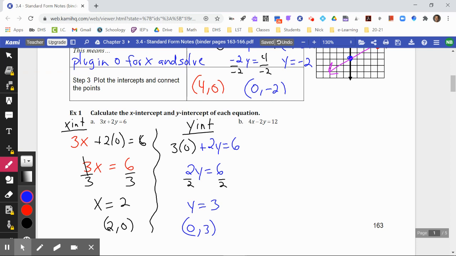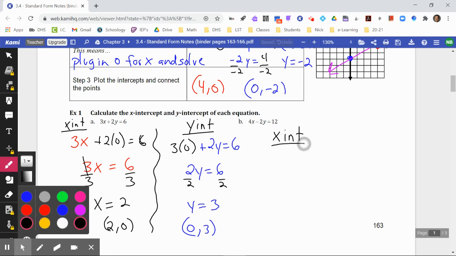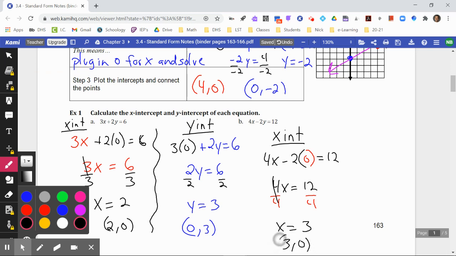In example B, my equation is 4x - 2y = 12. So let's plug in 0 for y to find our x-intercept. This is what we're going to get: 4x - 2 times 0 = 12. I know 2 times 0 is 0, so then we get 4x = 12. We're going to divide by 4, and we get x = 3. That means my x-intercept is (3, 0).